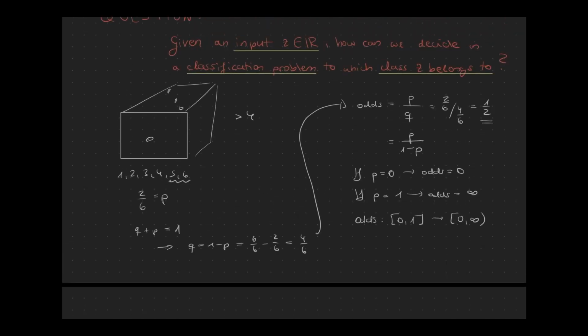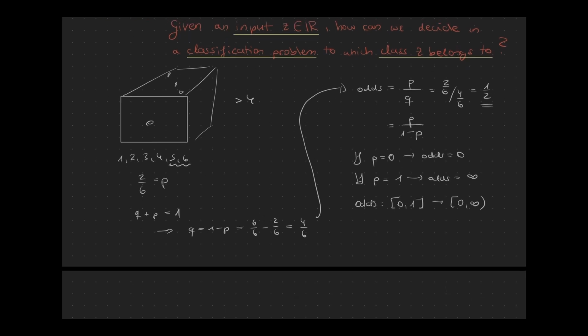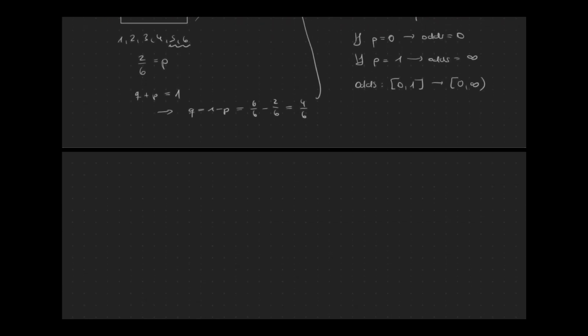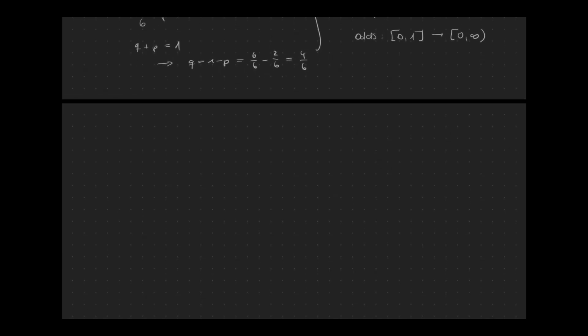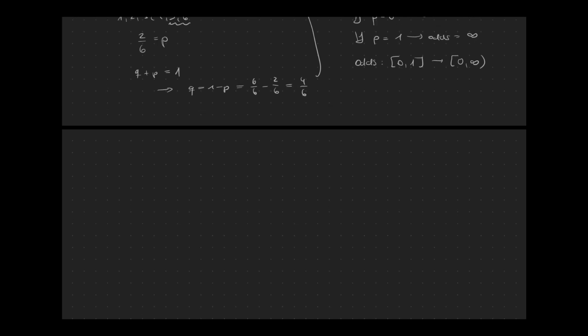But what we want, we said we want a given input z, which is continuous, so it's an element of the real numbers, and we want to map it onto a probability. So how can we do that? How can we use the odds in order to achieve our goal and to find the function which we need? Well, first we notice this interval goes from 0 to infinity. But what we want to have is that it goes from minus infinity to infinity. How can we achieve that?